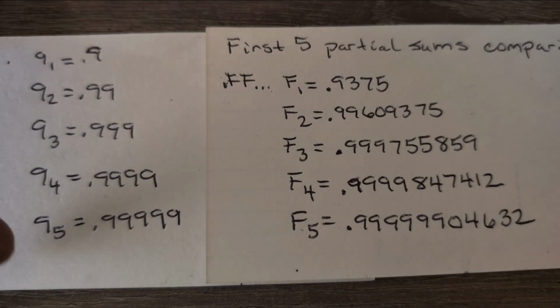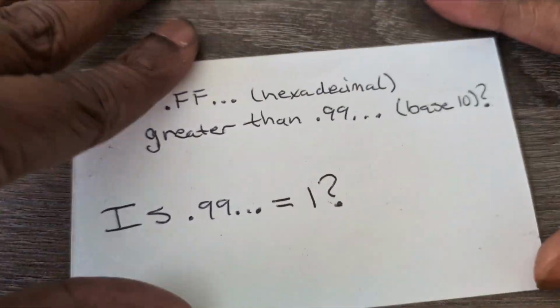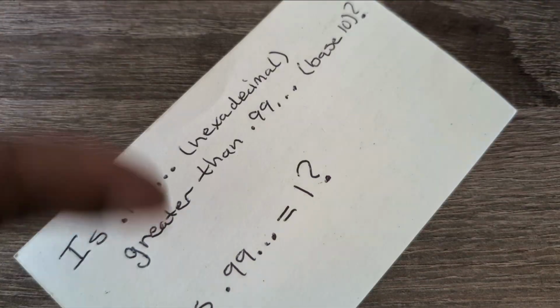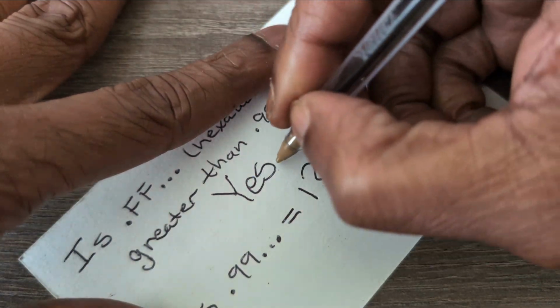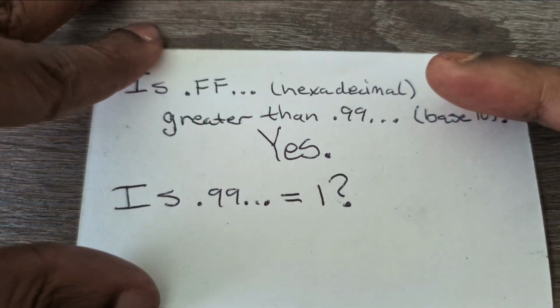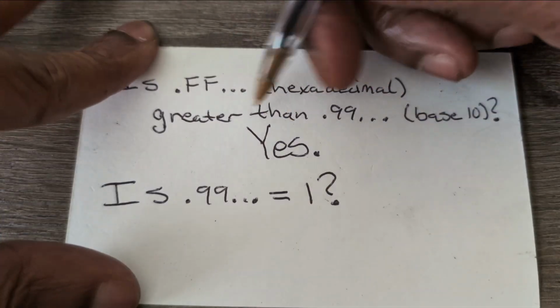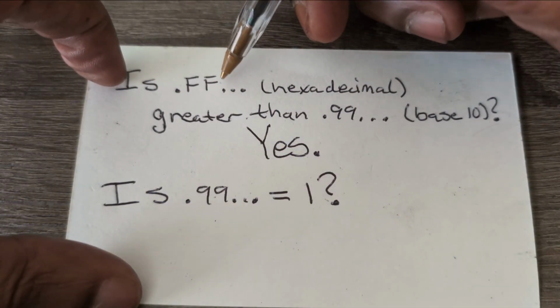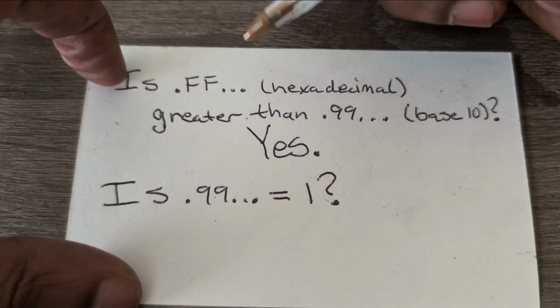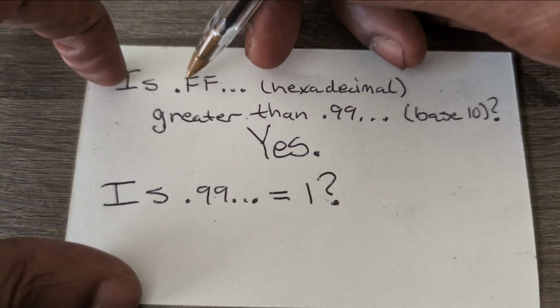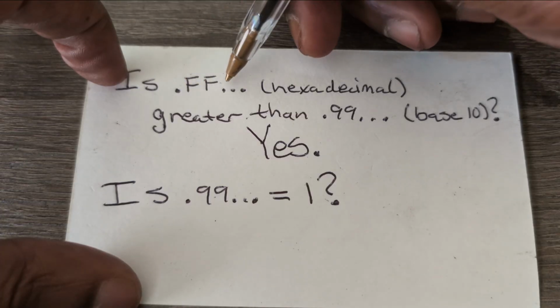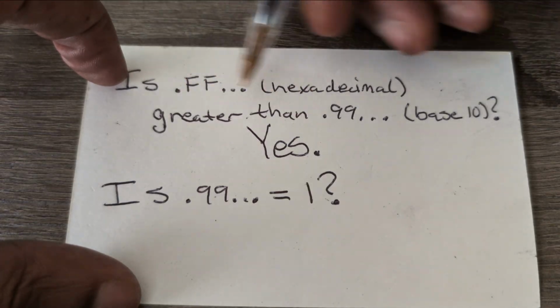Okay. That's my analysis right there. So right here, you can say, is this greater? Yes, I can say yes, confidently. So if this is greater than that, this is not greater than 1. You know what I'm saying? This is not 1, because 1 in hexadecimal is 1.0, and point F, F repeating, is smaller. So this is not 1.